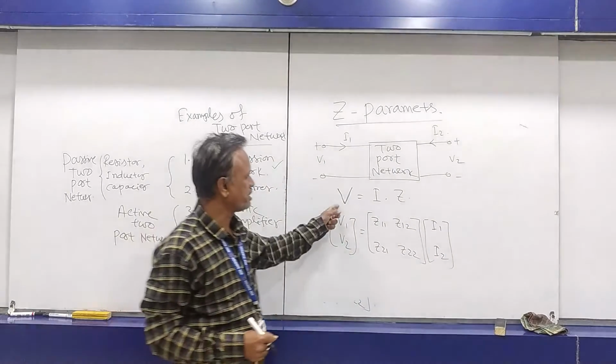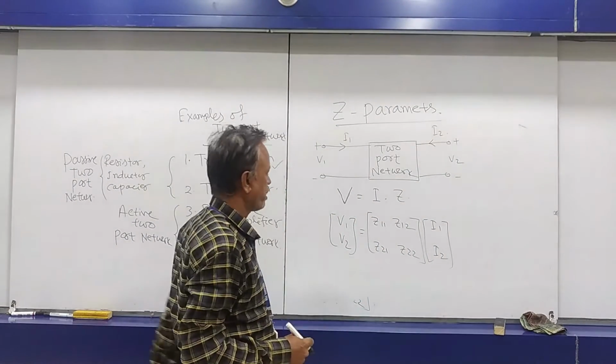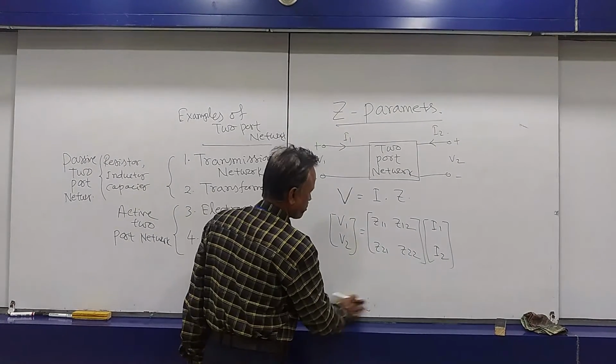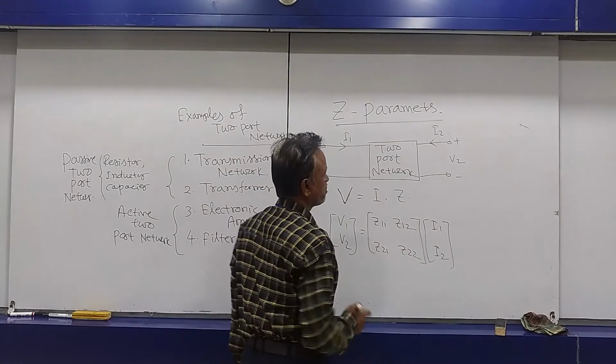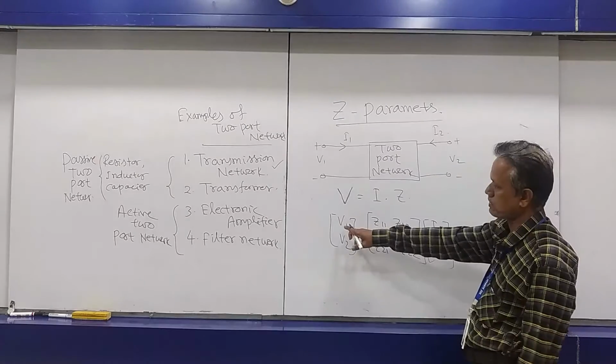So in this way, V is equal to Iz forms, it is written. And now let us multiply. After doing the matrix multiplication, we will obtain the two equations. How is it possible? Let us see.